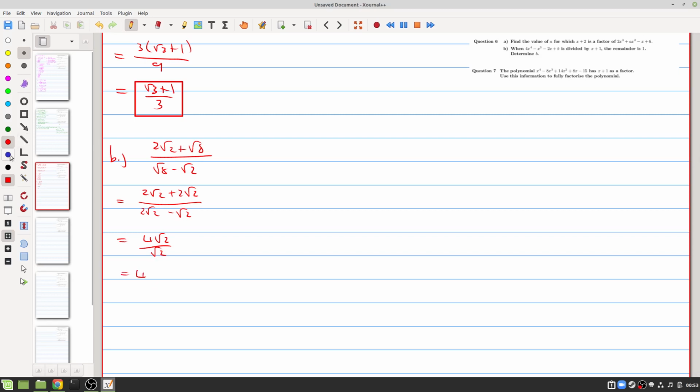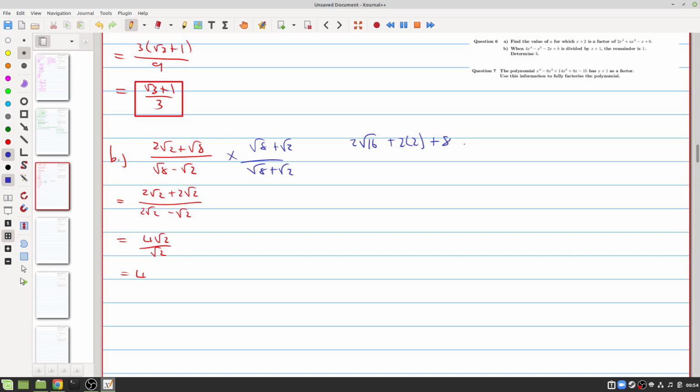Let's just quickly check what would have happened if we multiplied by the conjugate straight away. So if we did square root 8 plus square root 2 over square root 8 plus square root 2. That would have given us, so 2 square root 2 times square root 8 will be 2 square root 16. And then 2 square root 2 times square root 2 is 2 times 2. Then plus square root 8 times square root 8 is just 8.